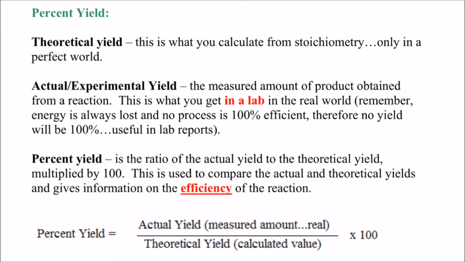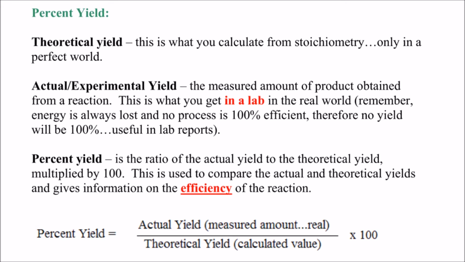We have the actual or experimental yield, and that's what you get in real life. So you go back in the lab, you actually perform the experiment, and whatever you really get in real life, that would be your actual or experimental yield. Remember that no process is 100% efficient, and so your actual yield is never going to equal your theoretical yield.